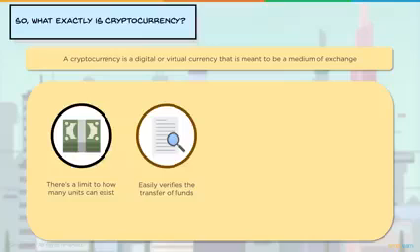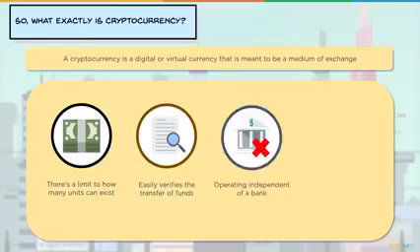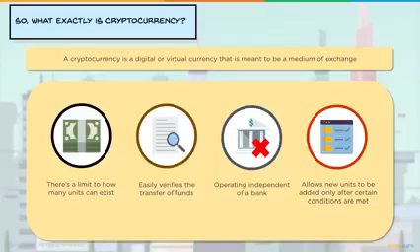You can easily verify the transfer of funds. The hashing algorithms that Bitcoin uses make it very easy for users to determine whether a transaction is valid or not. They operate independent of a bank or a central authority. They work in a decentralized manner. New units can be added only after certain conditions are met. For example, for Bitcoin, only after a block has been added to the blockchain will the miner be rewarded with Bitcoins. And this is the only way new Bitcoins can be generated.